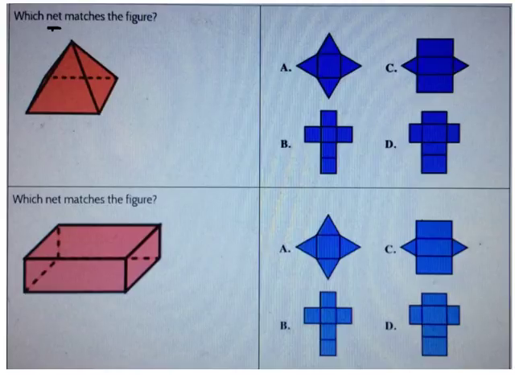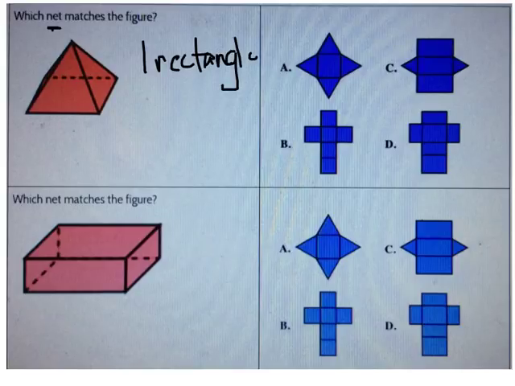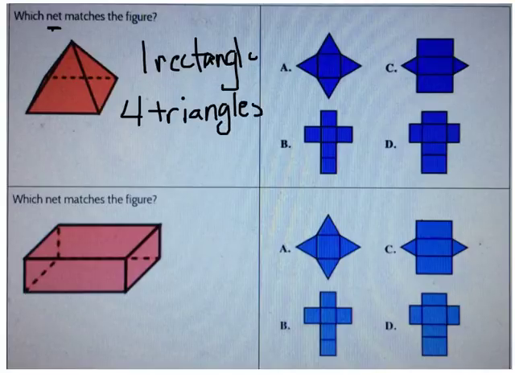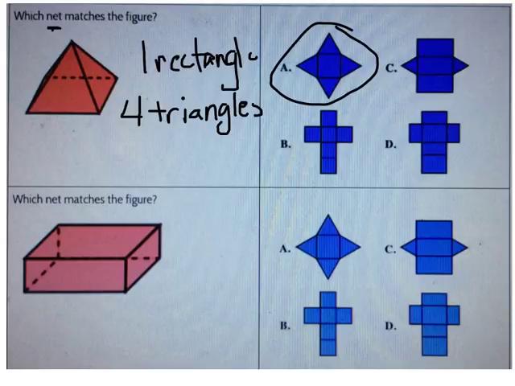What kind of faces does a rectangular pyramid have? How many rectangles will it have as its face? It will have one rectangle. How many triangles would a rectangular pyramid have as faces? It would have 4 triangles. So which net matches? A is the net of the rectangular pyramid.